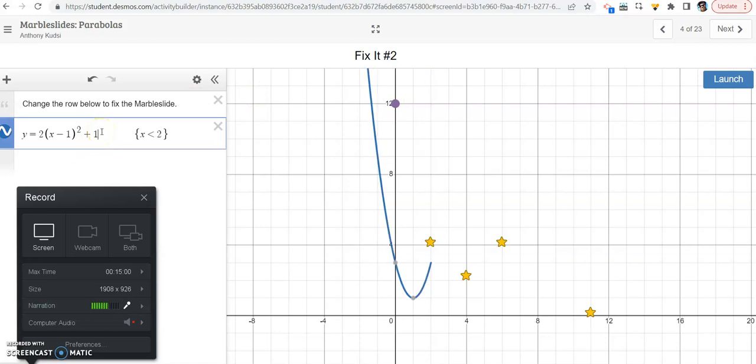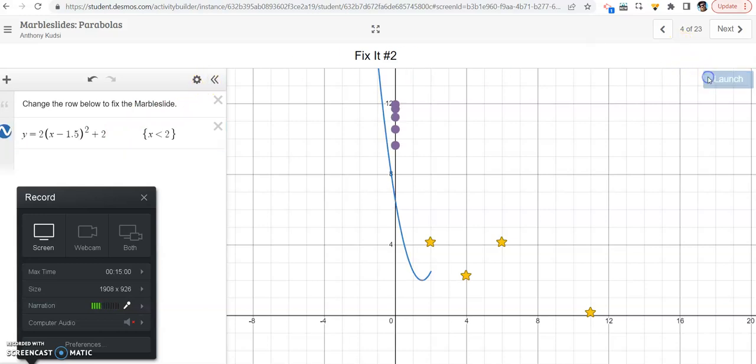So, oh, what did I do? I meant to put that as a 2. Okay, there we go. I'm going to move this back over here. Instead of 1, I'm going to put 1.5. That might get me a little bit better. There we go. Almost got it.